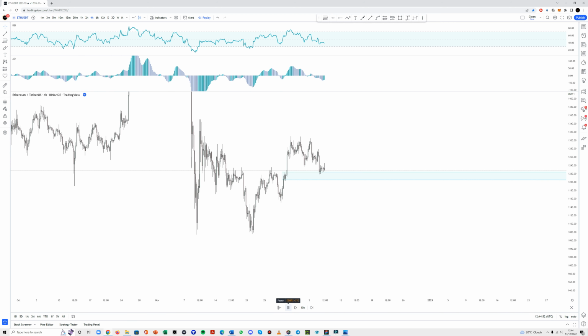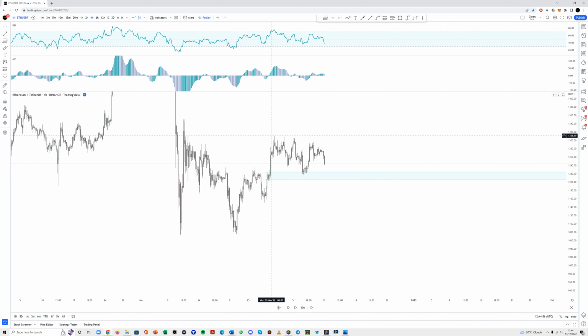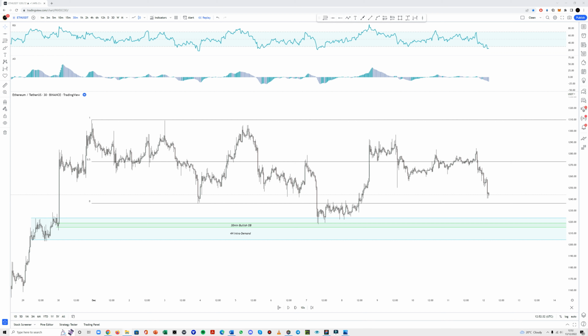So we get the tap down, and then the rally back up, right? So essentially I was looking for this move. I was looking for the expansion to the upside, a range to be formed, a tap down into the liquidity, and then come back up. So now let's dial down into the lower time frames and look at how the execution was performed. Okay, so we're looking at the 30-minute now.